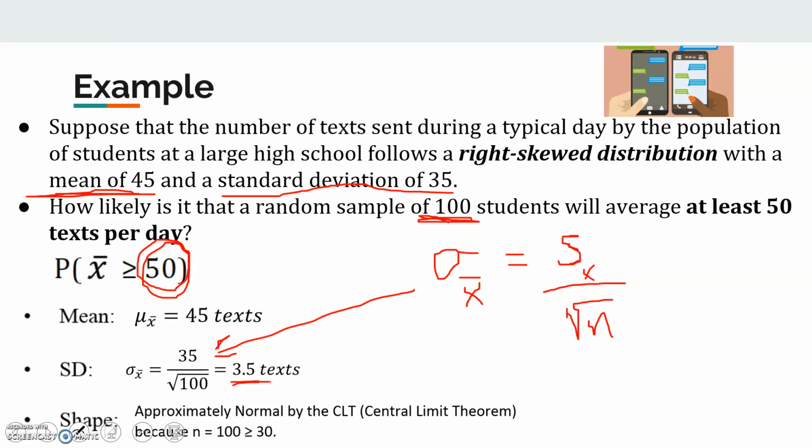Now our shape is approximately normal by the CLT because n equals 100 is greater than or equal to 30. All right? So now this is very important. This CLT is important because now it allows us to use z-scores and normal CDF and all that other good stuff.